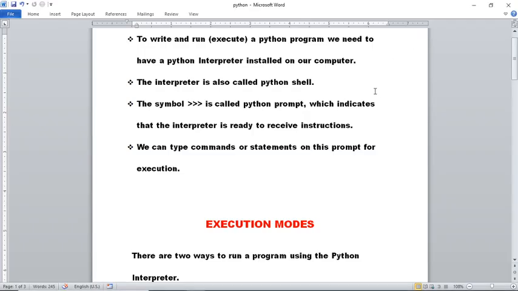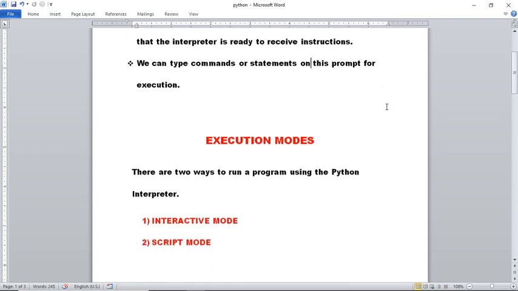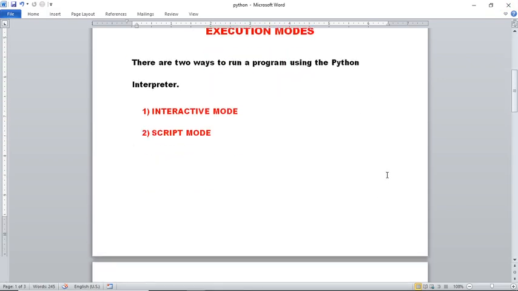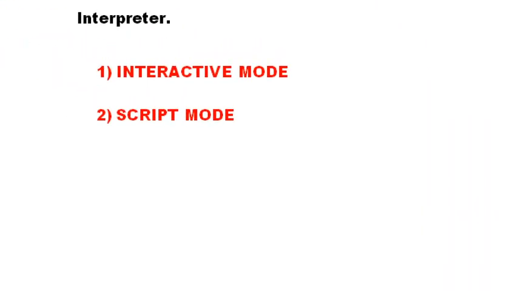So we have two types of execution. Here there are two ways to run a program using the Python interpreter. Execution modes, we have two ways. We have written the program. If we want to execute the program, here we have two ways to run a program. Execution is nothing but run. Here we have two modes. The first one is interactive mode and the second one is script mode.